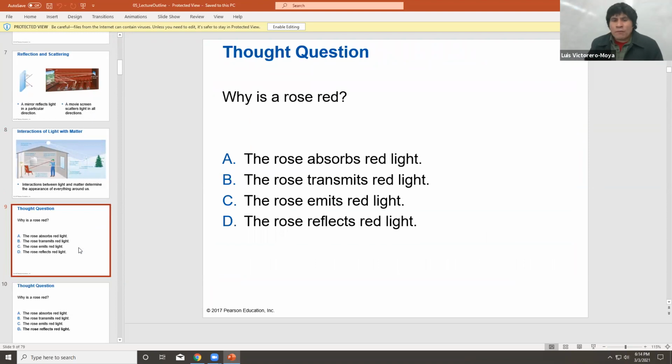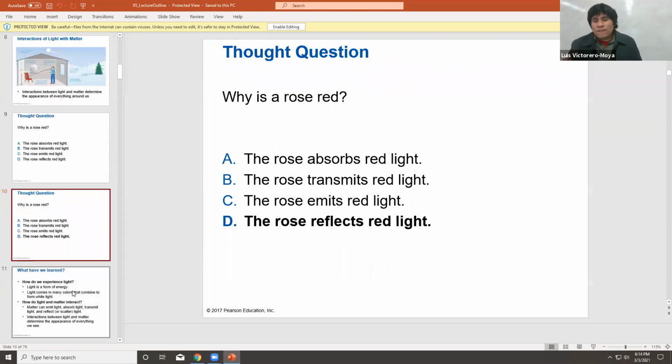So why is an object red? Why is a rose red? Because the rose absorbs? No. Because the rose transmits? No. The rose emits? No. The rose reflects red light. Okay, so the rose reflects red light, so it's basically that part of the spectrum is being reflected by the rose.